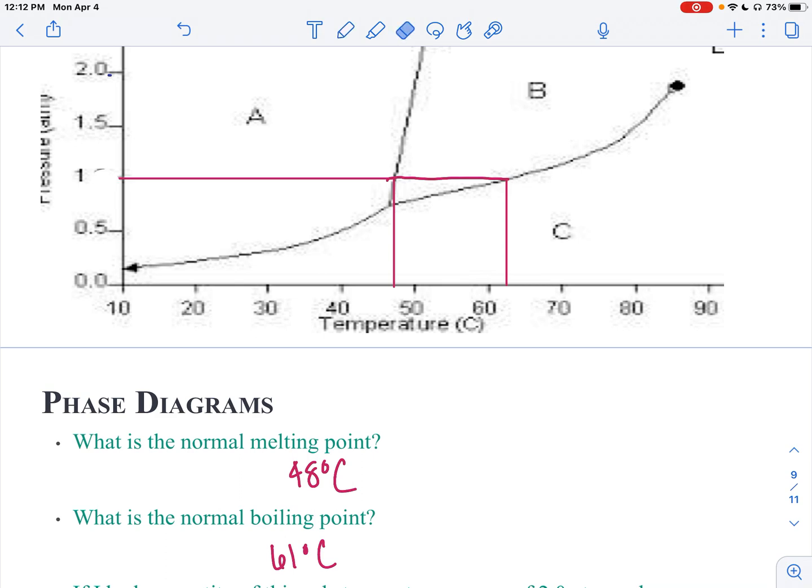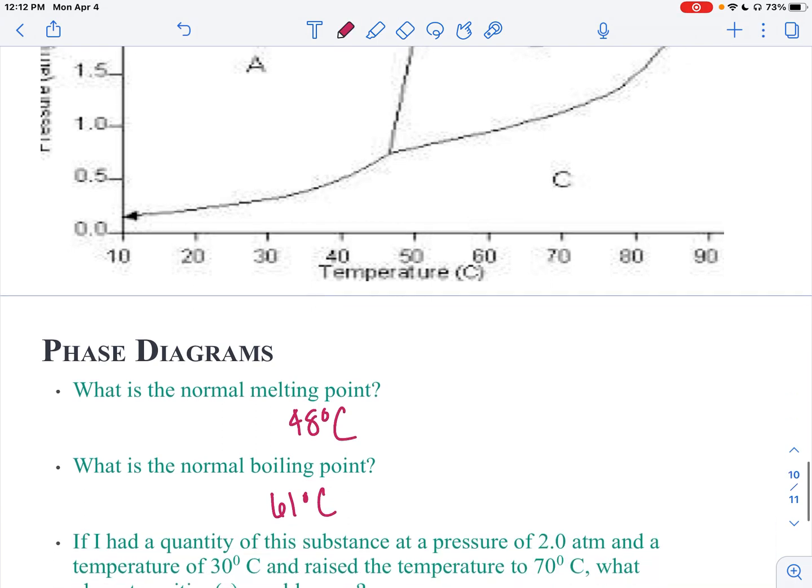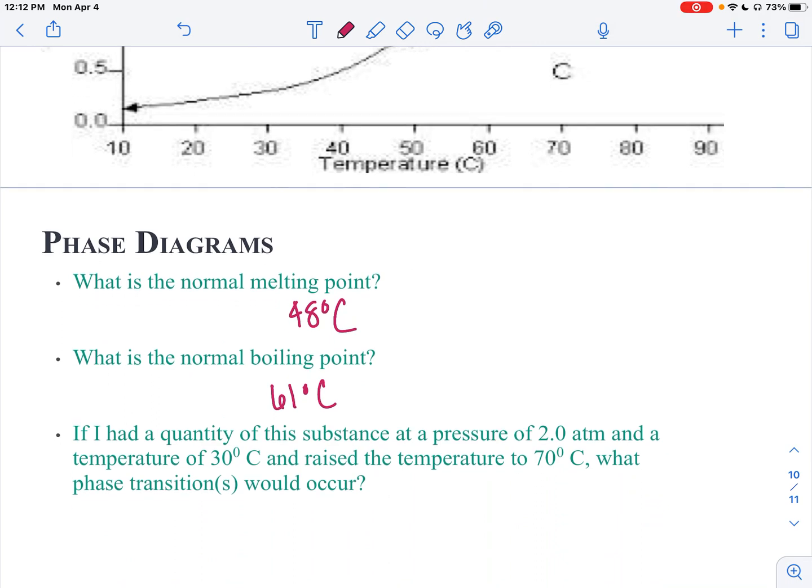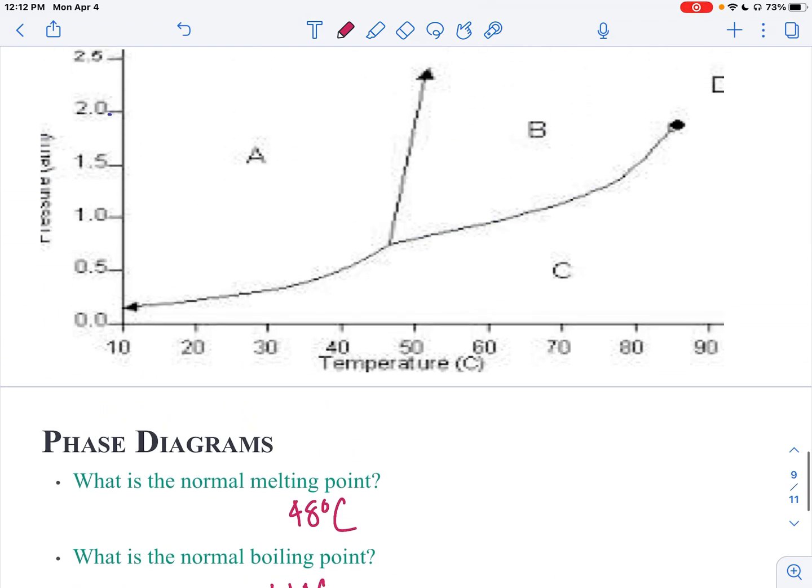I can also say, what's the melting point at 2 atmospheres? What is it at 1.5 atmospheres? I don't have to ask for normal. I just wanted to give you that terminology as well. Last thing I want to do here is this question gives you 2 points, 2 atmospheres and 30 degrees Celsius. So 2 atmospheres, 30 degrees Celsius, where those two meet, we have this.